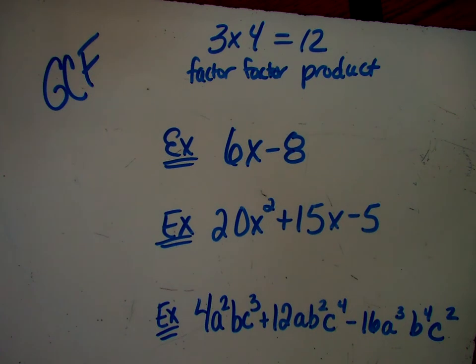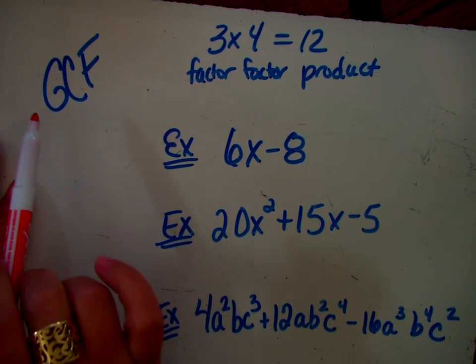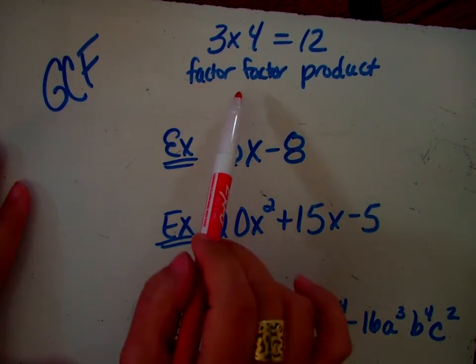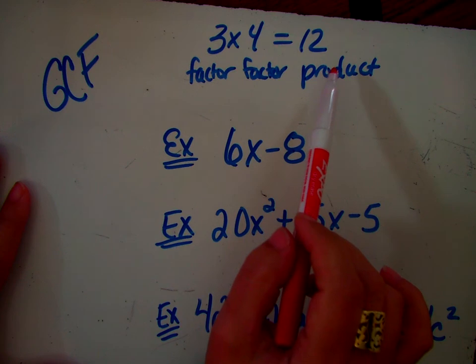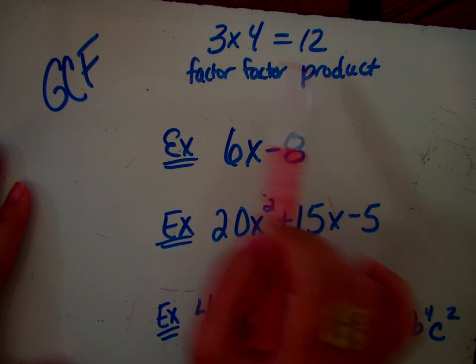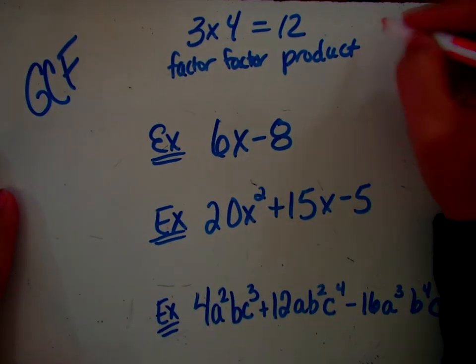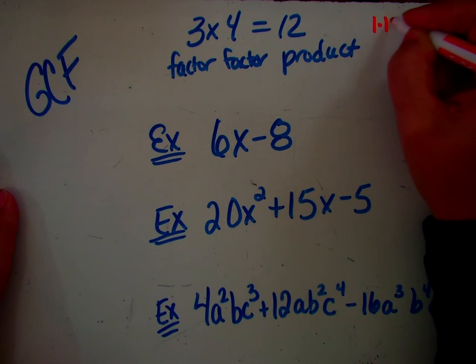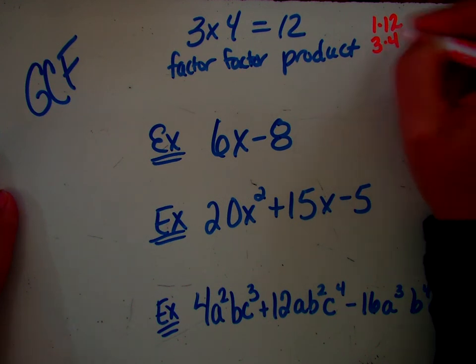Hey guys, all right, so I want to review finding the GCF, which means the greatest common factor, okay? If we just take a regular multiplication problem, you know that 3 times 4 equals 12, okay? 12 we call the product, and these are factors of 12. So the factors of 12 are 1 times 12 and 3 times 4. So all of these are factors of 12.